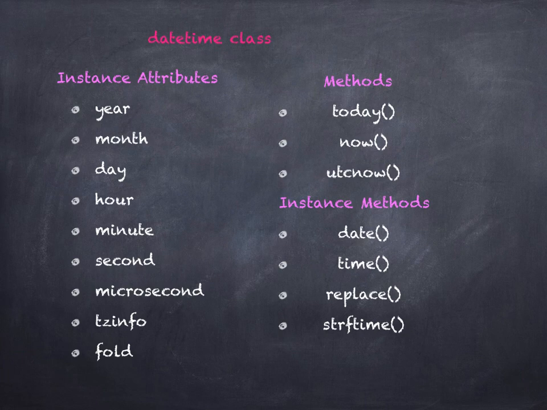Next, we will see about the instance attributes, methods and instance methods of the datetime class. These are the instance attributes: year, month, day, hour, minute, second, microsecond, tzinfo and fold, that are used with a datetime object. And these are the methods of it: today, now and utcnow. These are only 3 of them. There are many methods available. Instance methods: date, time, replace and strftime. We'll see each of them.